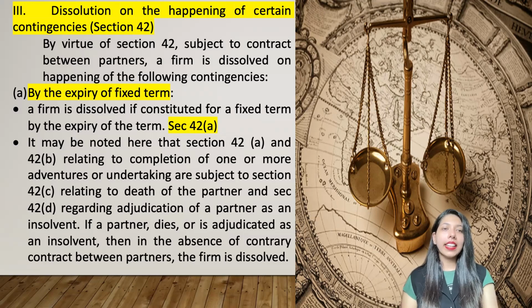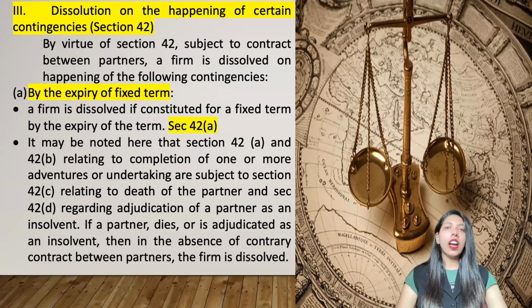First one is by the expiry of a fixed term. For example, the particular business is to be carried out within 1 year. After the expiry of 1 year, we have to dissolve the particular firm. So a firm constituted for a fixed period of time, on the expiry of which leads to a dissolution, based on Section 42 subclause A.